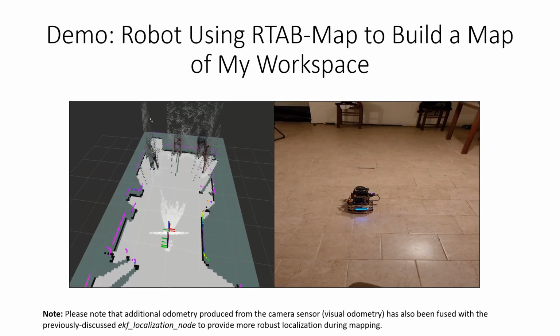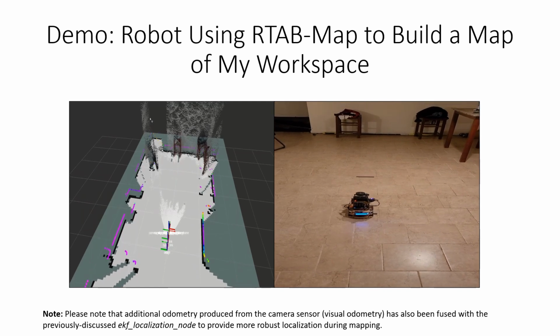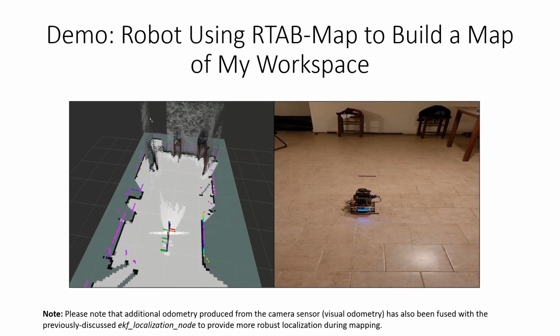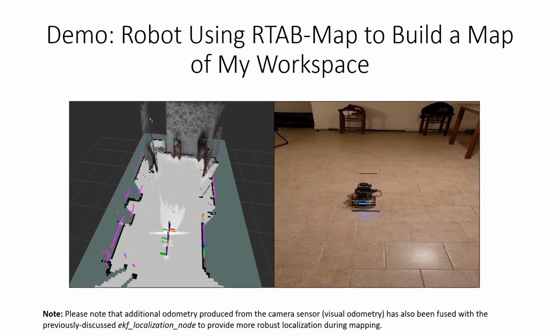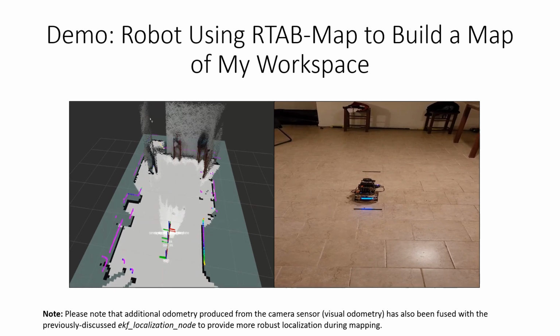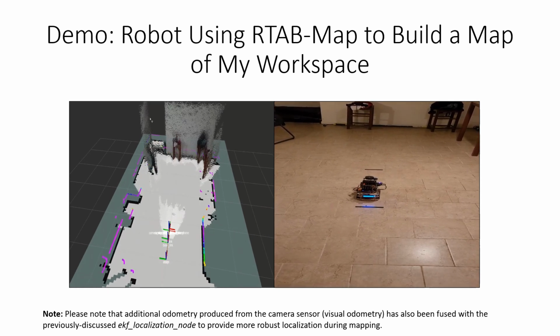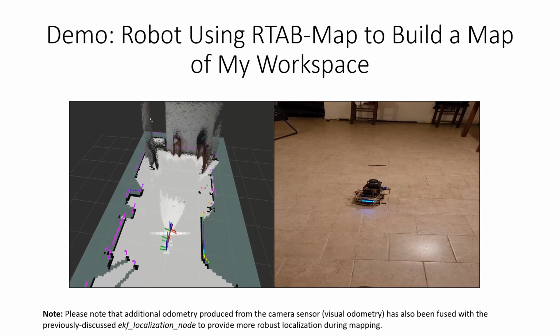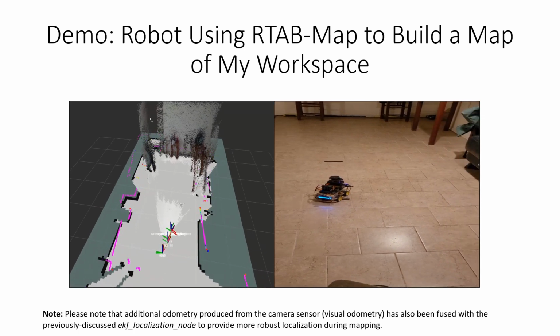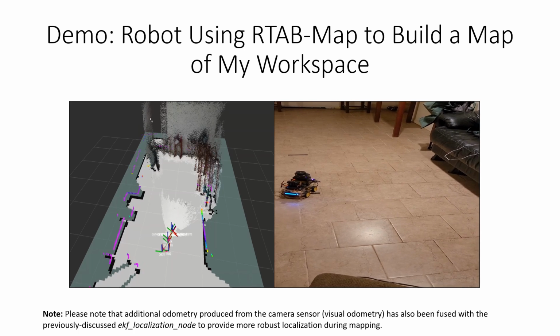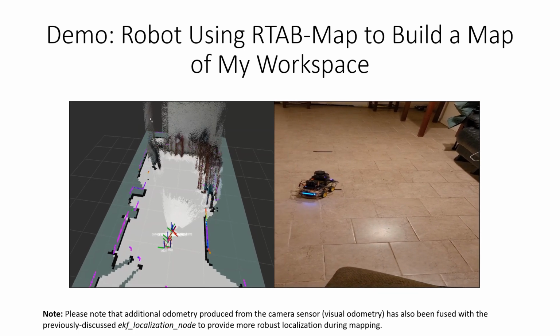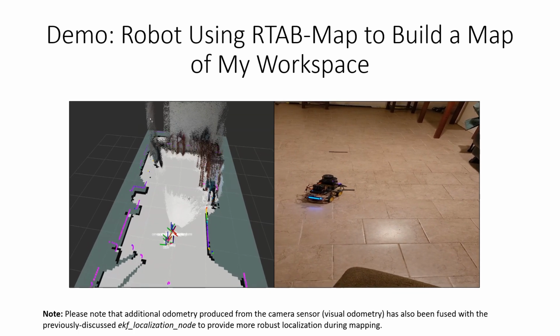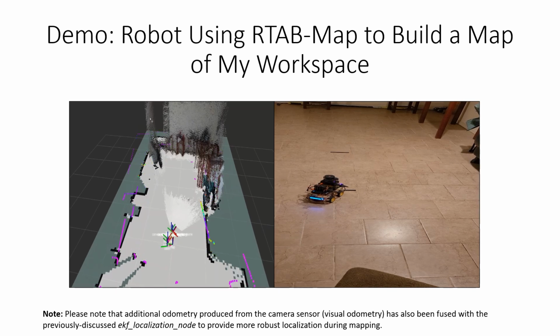As you can see, it's already basically started the map building process at launch, and at this point the map is already basically put together for the most part, at least in terms of the 2D occupancy grid. You can also notice that we are fusing additional odometry from the camera, known as visual odometry. It's being produced from RTAB-Map, which is being fused within the extended Kalman filter to produce a better odometry estimation during mapping.